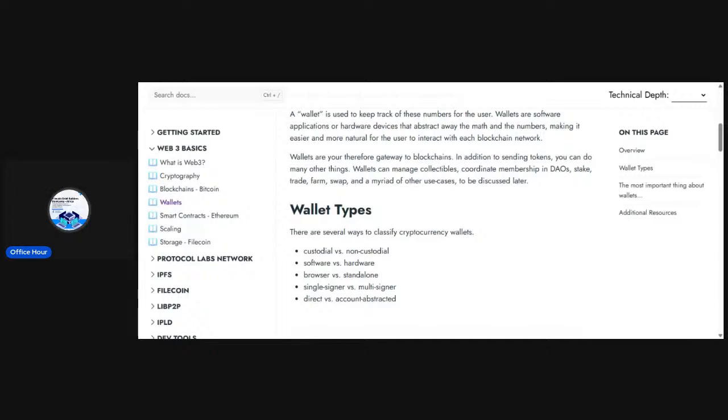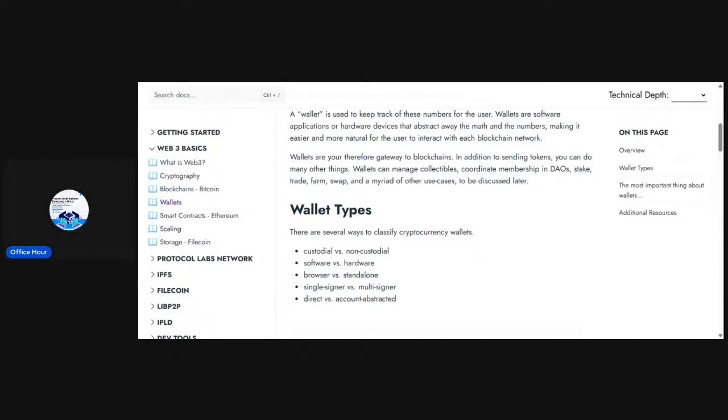Just one single signature, like your MetaMask now, you alone sign. Then the multi-sign wallet. So we can create a multi-sign account, maybe with three or four signatures. For us to make any transaction, three or four of us must agree. So that's the multi-sign wallet. Yeah, exactly. So you have the direct plus abstracted wallet.